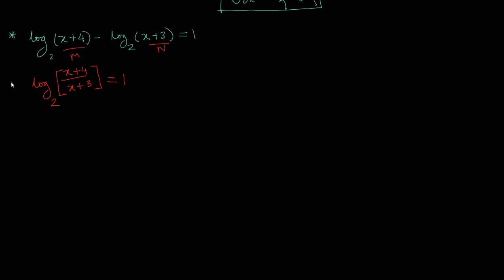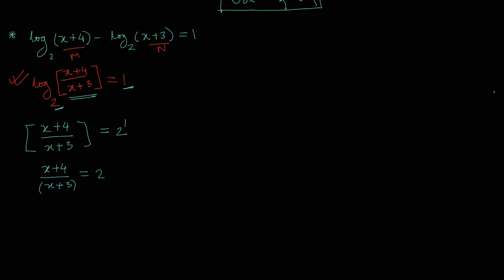Again this is a logarithmic expression, so if I now write down the equivalent exponential expression, x plus 4 over x plus 3 is equal to base a, which is 2, to the power of this 1. So what I get is x plus 4 over x plus 3 equal to 2. All right, so now let's multiply both sides by x plus 3.